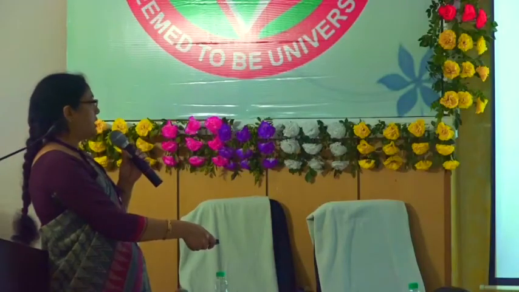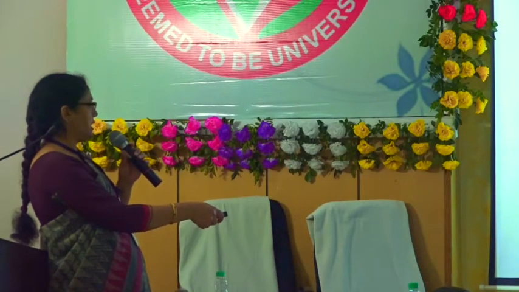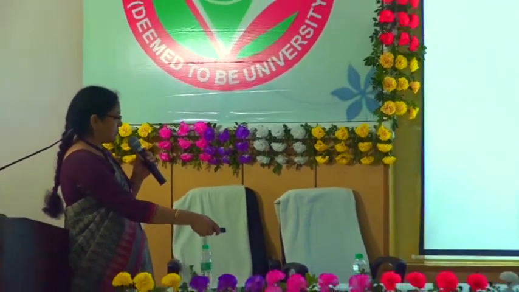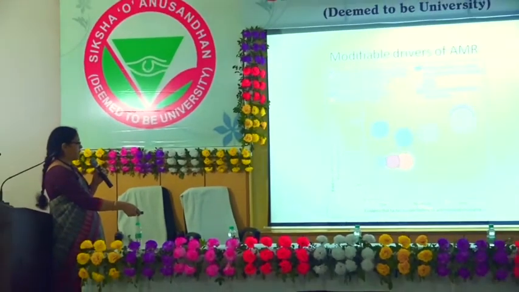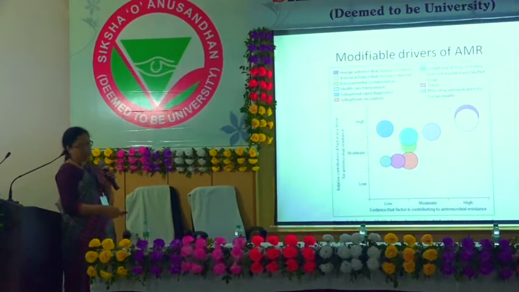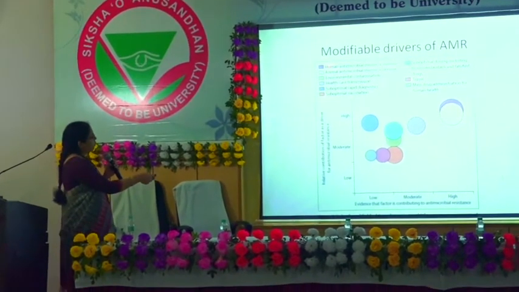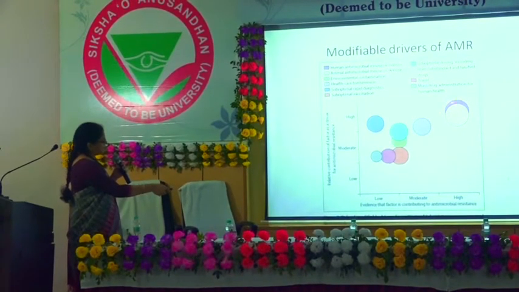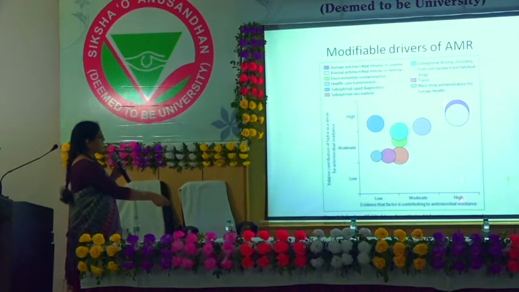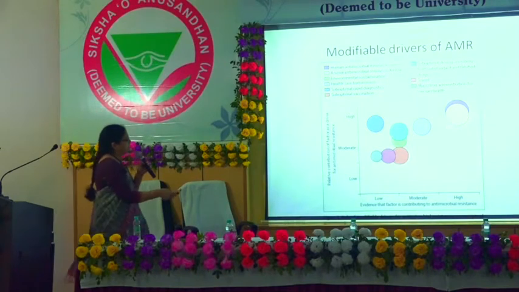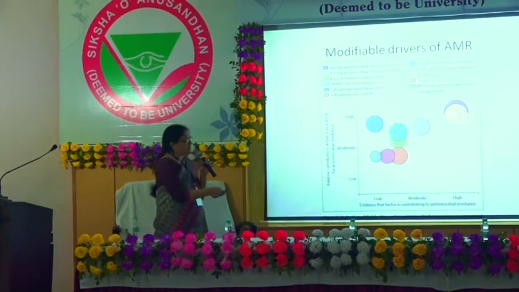This is the relative contribution of factors as a driver for antimicrobial resistance. And this is how much evidence we have in terms of literature. And the size of it will tell you how much it is contributing. So we only talked of human antimicrobial misuse, that is the purple which is highlighted here, high contribution and high evidence, right? But here we have animal antimicrobial misuse.